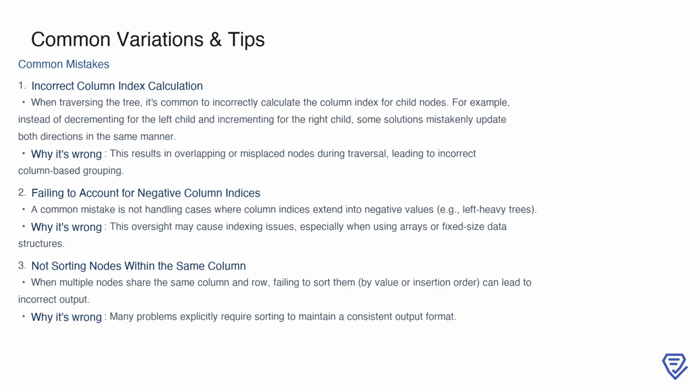Another mistake is failing to account for negative column indices, particularly in left-heavy trees where indices can extend into negative values. If your solution relies on fixed-size arrays or doesn't handle negative indices gracefully, it can lead to indexing errors. Finally, some solutions overlook the need to sort nodes within the same column when they share the same row. This is critical because the output must often adhere to a specific sorting rule, like node value or insertion order. Neglecting this requirement leads to inconsistent or incorrect results.